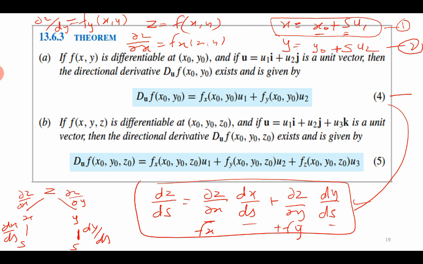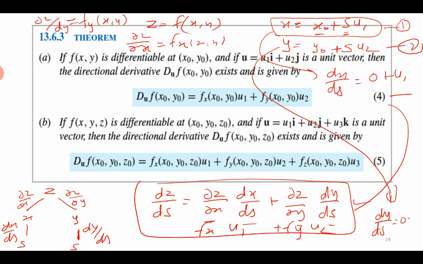Now differentiate x with respect to s. From equation number 1 you get dx by ds. The first term is 0. When you differentiate s, it is 1, and the constant is u1. So this is u1, giving fx u1. Similarly for y, dy by ds: 0 plus s, and when you differentiate with respect to s, s is 1 and u2 is the constant. So it is u2, giving fy u2.